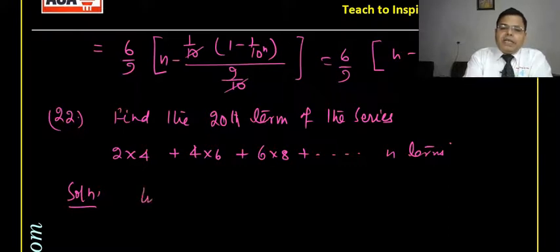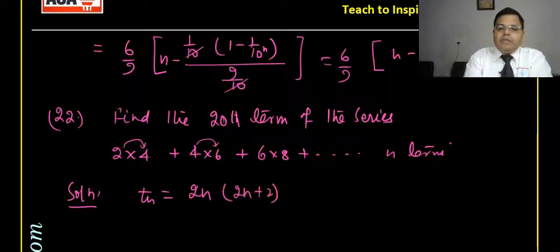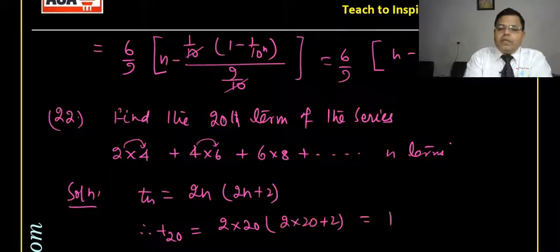So tn is equal to 2n into, and the second component is just 2 more. So tn is 2n into (2n plus 2), and therefore t20 is equal to, putting n equal to 20, 2 into 20 into (2 into 20 plus 2), that is 40 into 42, which is 1680. That is the answer.